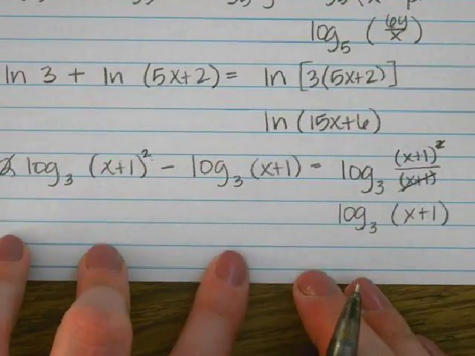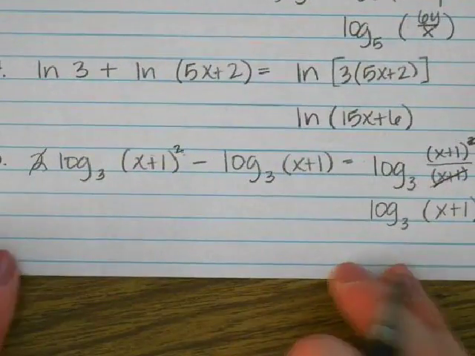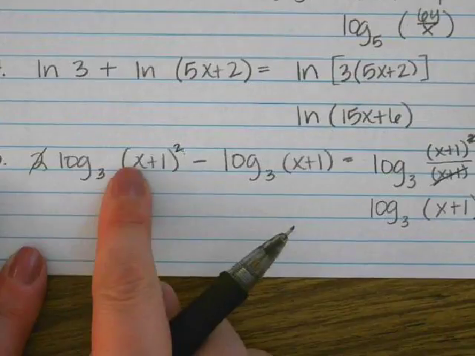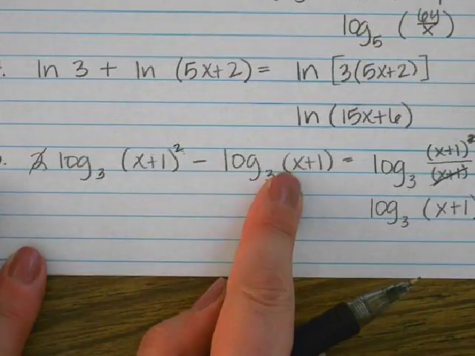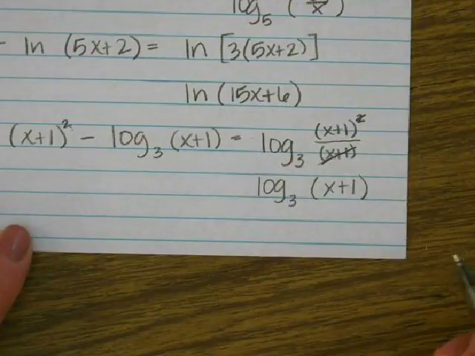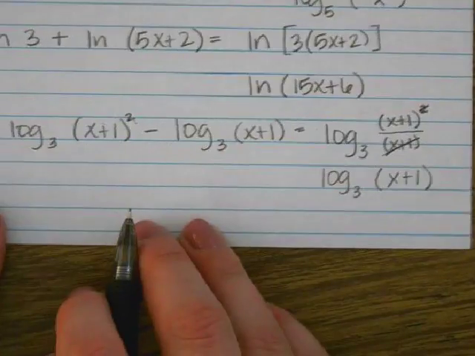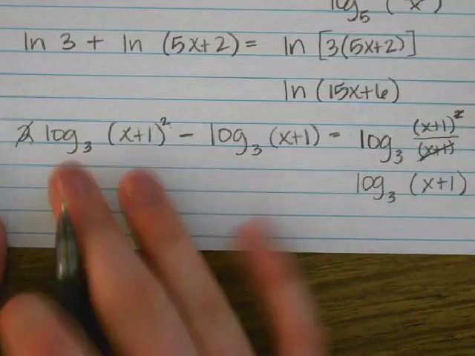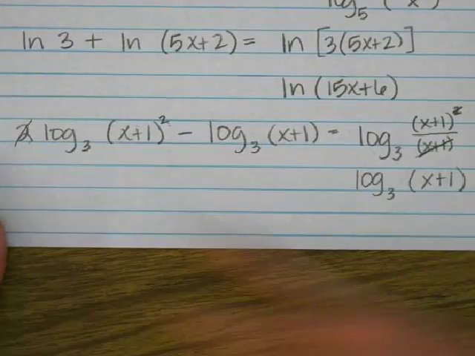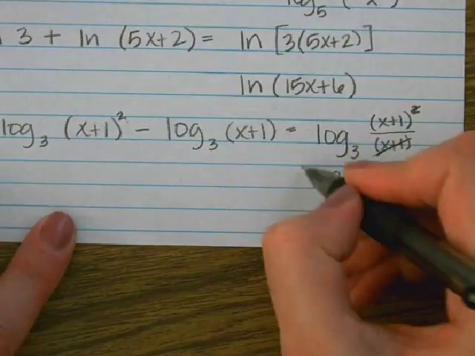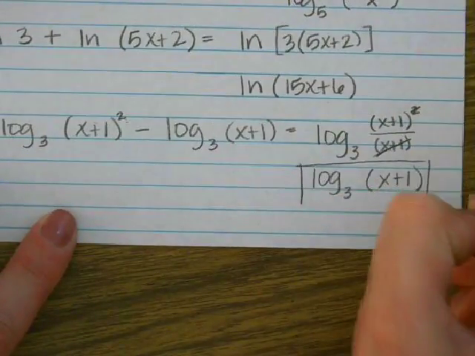Now, you can actually see this if you look at the original problem. The original problem said you had 2 log base 3 of x plus 1, and you subtracted one of them. So if you subtracted one of them, how many do you have left over? 1. Log base 3 of x plus 1, you've got one of them left over. So basically, that second part was like the answer. You could have got it either way just by thinking about it. See, so math ties together.